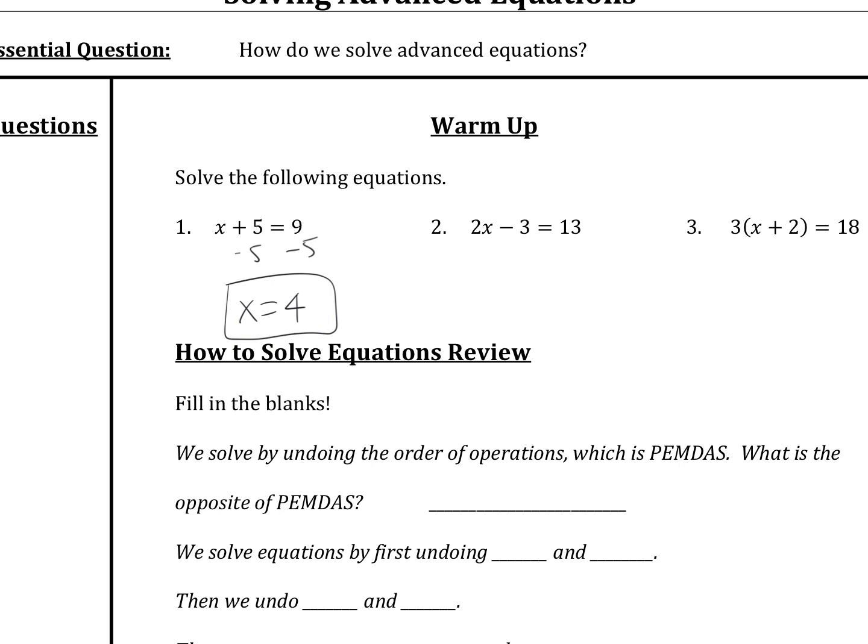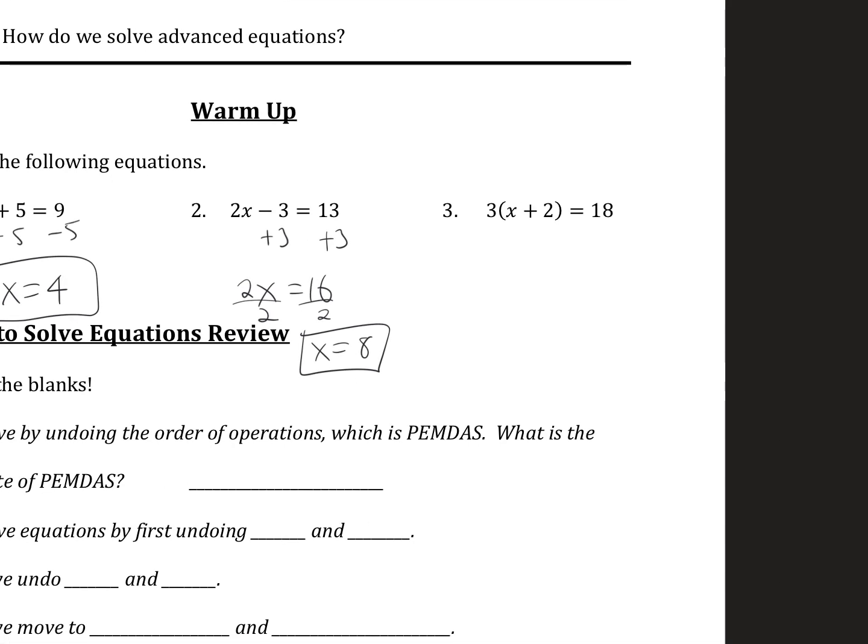Number 2, similar thing. We need to make sure we get the 2x by itself. So how do we get rid of that minus 3? We add 3 to both sides. So we get 2x equals 13 plus 3 is 16. And what's the last step to get x by itself? Divide by 2. We get x equals 8.